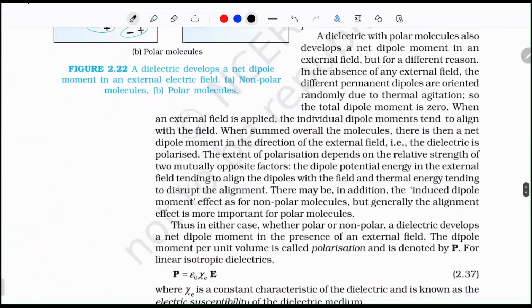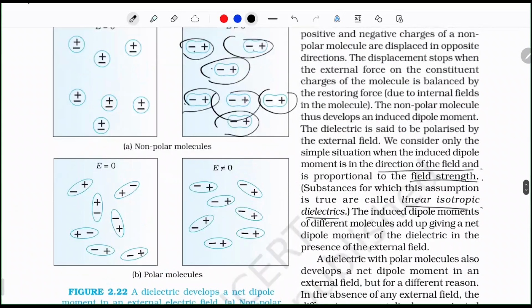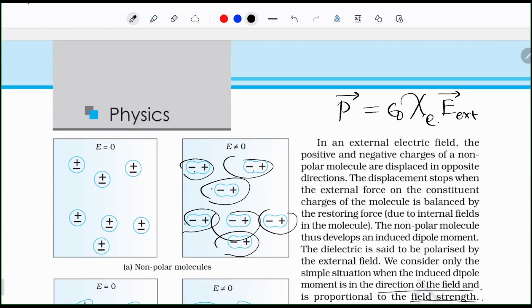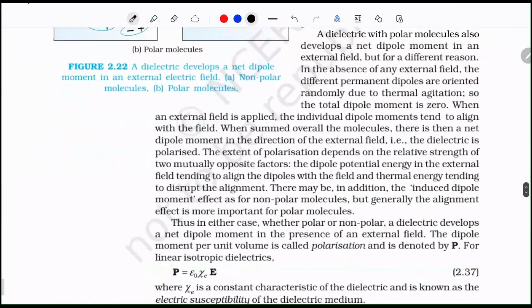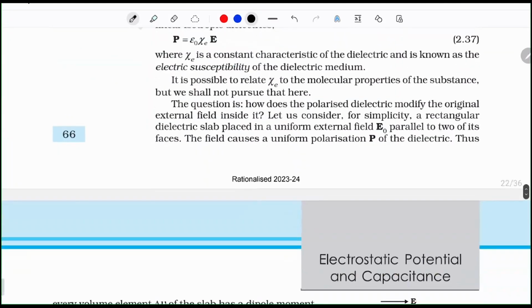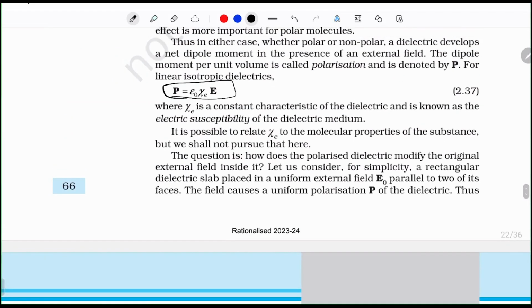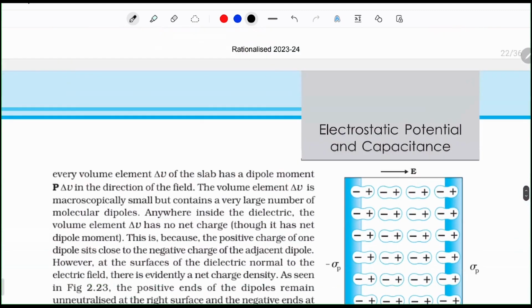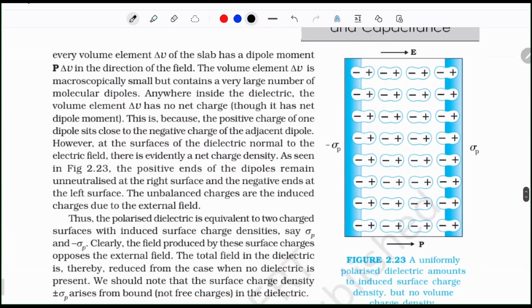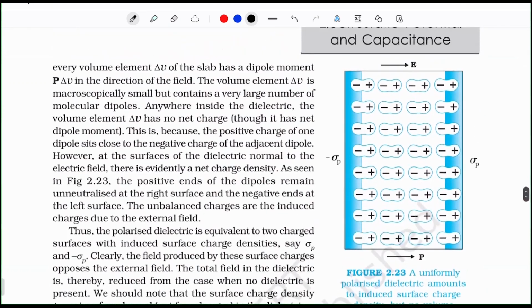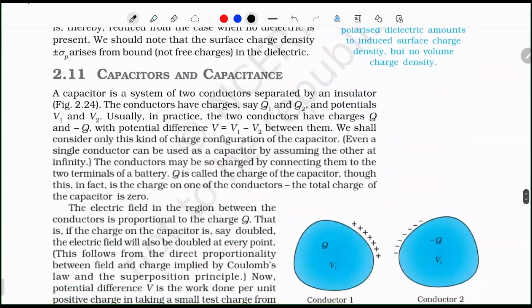So here you see that the polarization P is equal to epsilon naught chi E times the electric field, where chi E is called the electric susceptibility of the dielectric medium. So there you go. The external electric field is this way, and all the molecules are polarized in the same direction, right? So that is the thing.